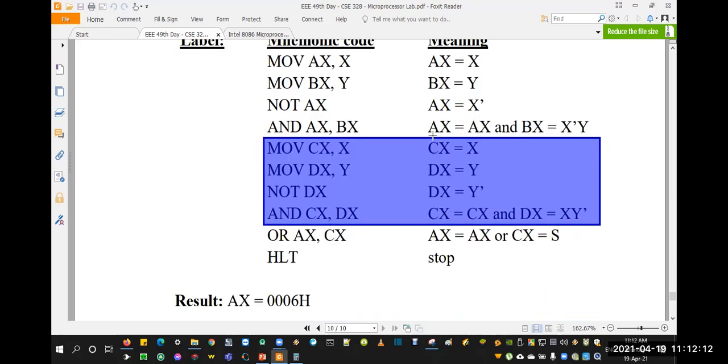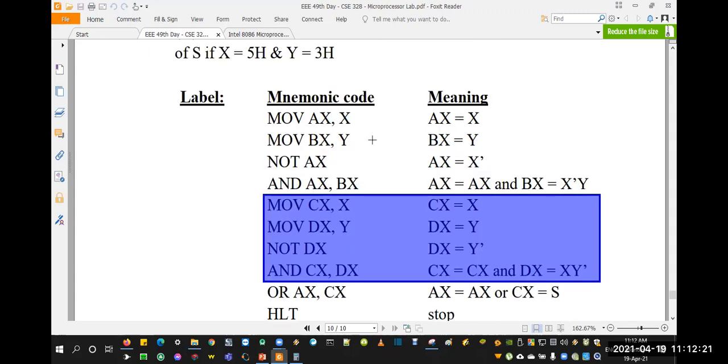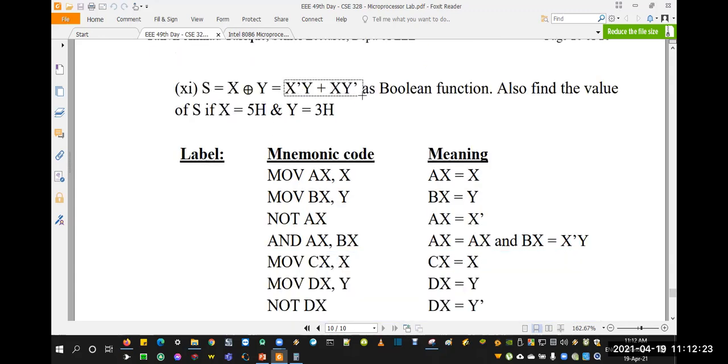So finally, what you have to do is OR this Ax and Cx. You have to OR Ax and Cx, then you will get the whole result. This x bar y and xy bar are equal to s.